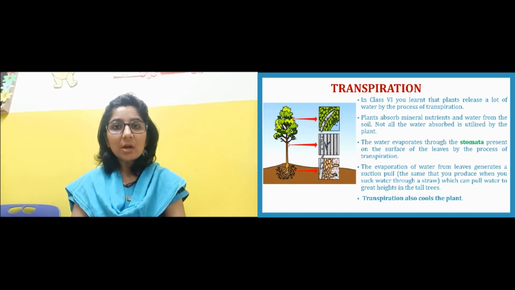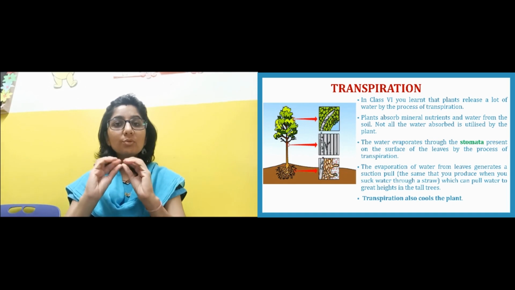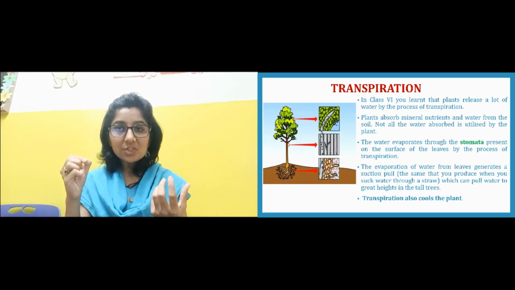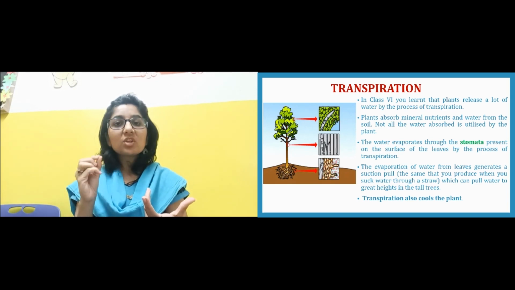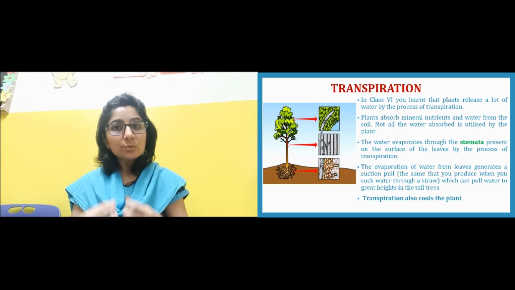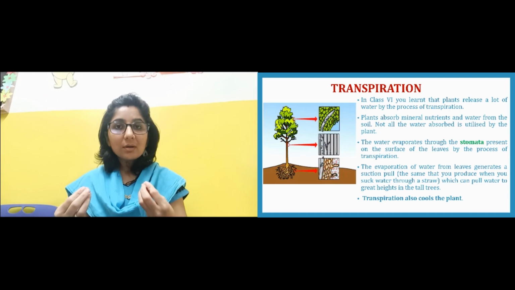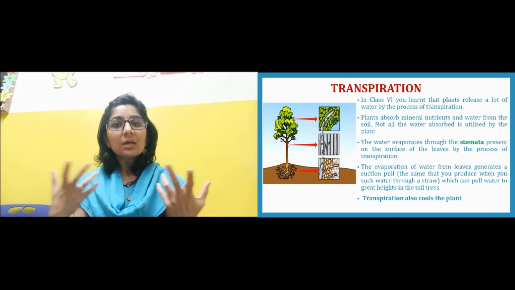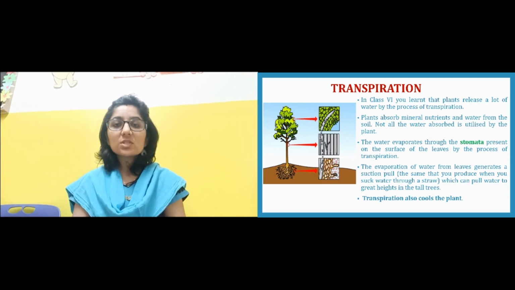So how is it given out? It is given out through the leaves. In the leaves, you learned, there are small holes or pores called stomata. So the leaves contain stomata, and through the stomata the excess water is evaporated into the atmosphere. This evaporation of excess water through the stomata of the leaves is called transpiration. Okay, you have learned it.